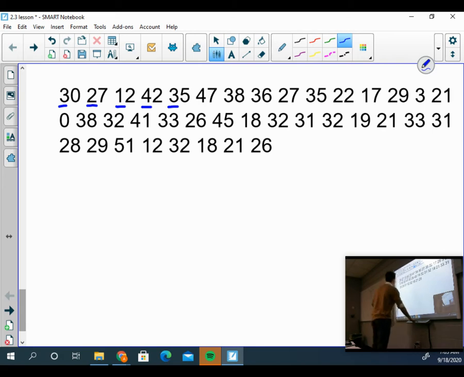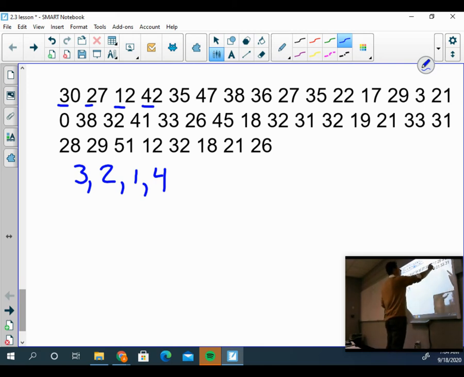So how could I do this? Well, first, let's just identify the different stems we have, and then we can organize them. So I have a 3, a 2, a 1, and a 4. Now, I'm not going to repeat any of the stems. So 3, 4, 3, 3, 2, 3, 2, 1, 2.